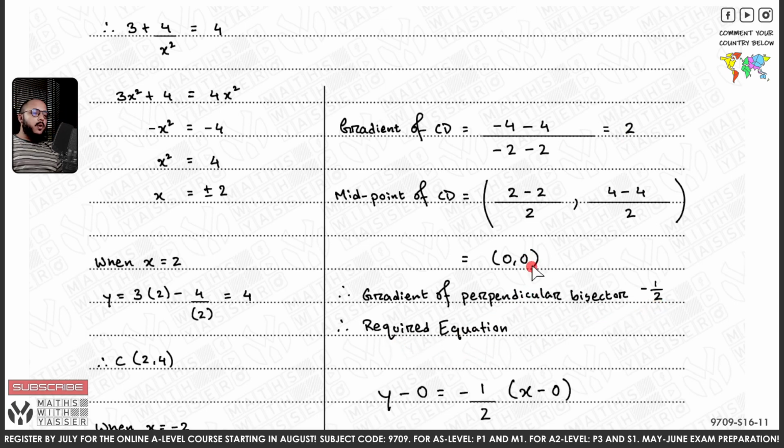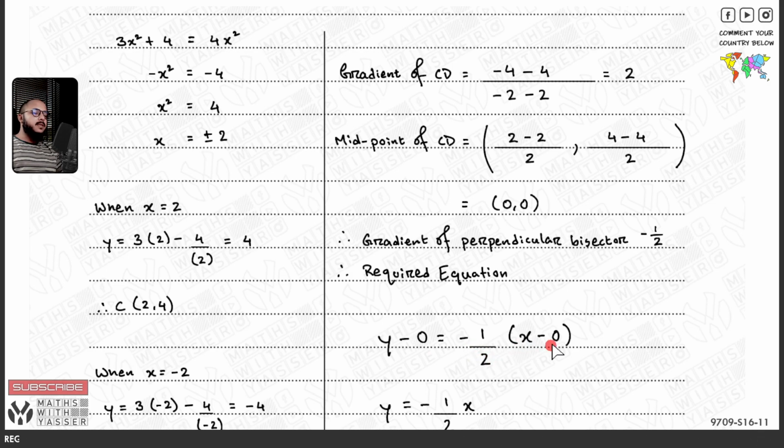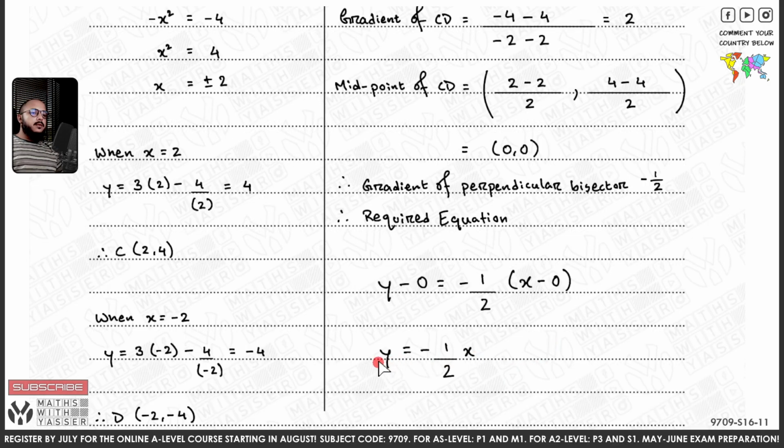So now we have the point through which the perpendicular bisector will pass, and we also have the gradient for the perpendicular bisector. So we can use the formula y minus y1 equals m times (x minus x1). So it will be y minus 0 equals minus half times (x minus 0). So that gives us y equals negative half x. And this is the equation of the perpendicular bisector for CD.